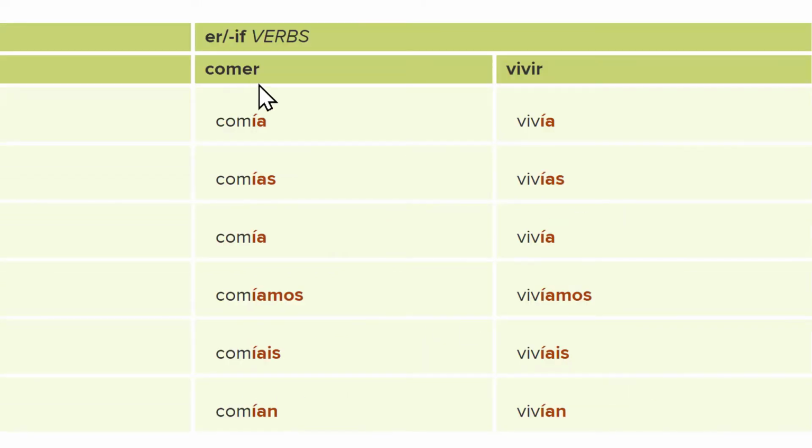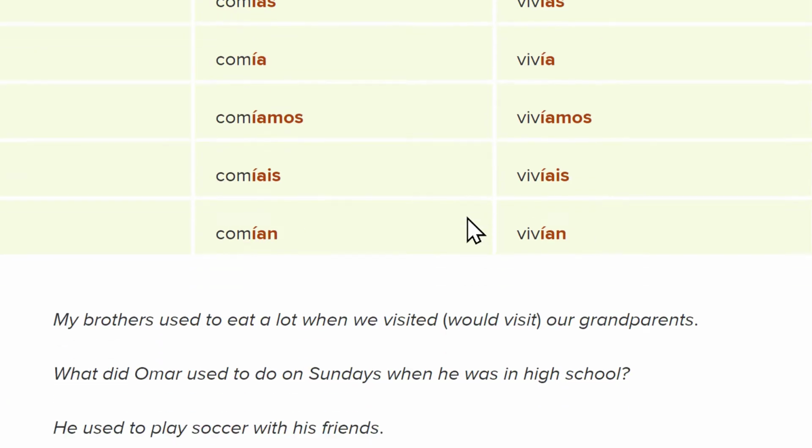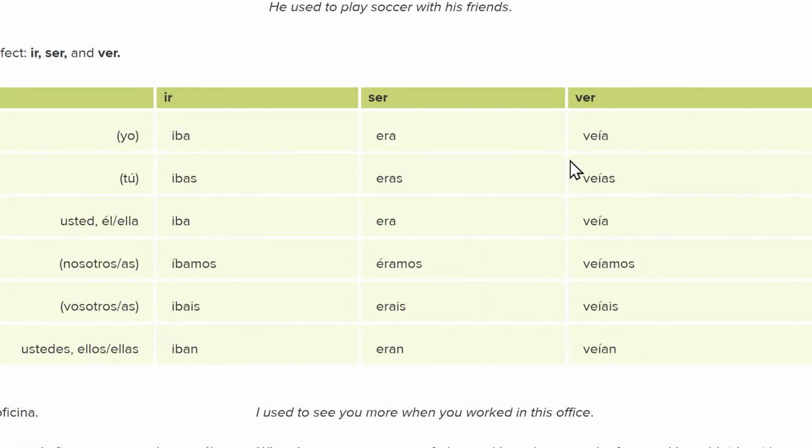If it ends in er, like comer, or ir, like vivir, then you add ía. Comía, comías, comía, and so on. And take a look. Both of them, ER and IR, same endings. So pretty easy, right? There are three verbs that are irregular. Ir, ser, and ver. You should know this.